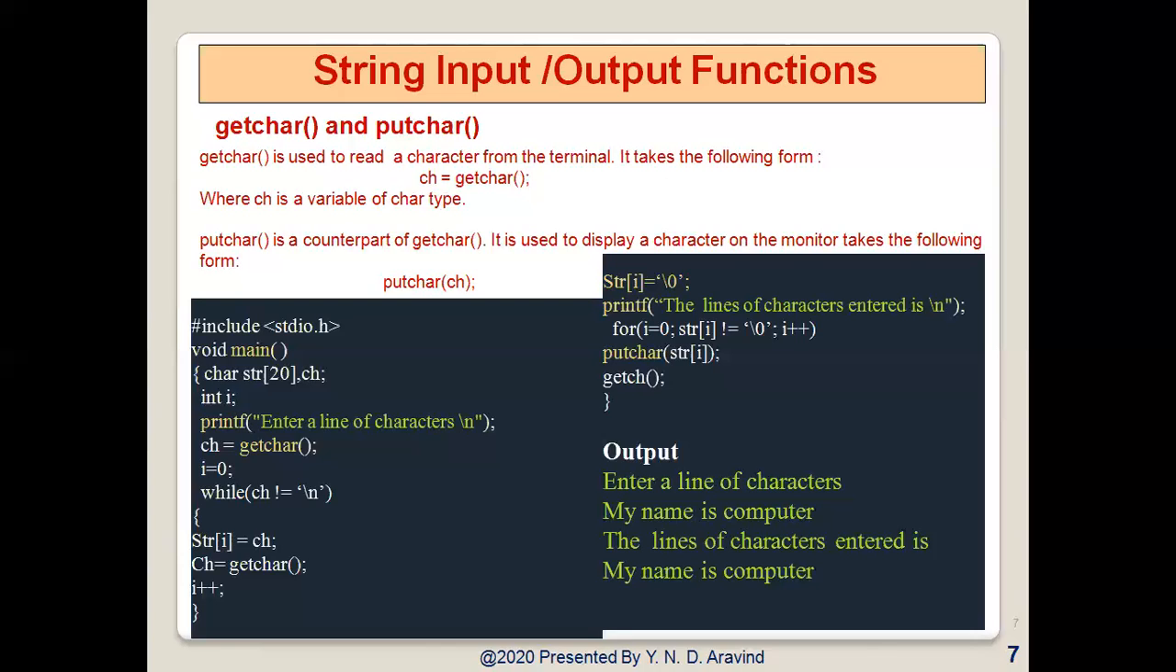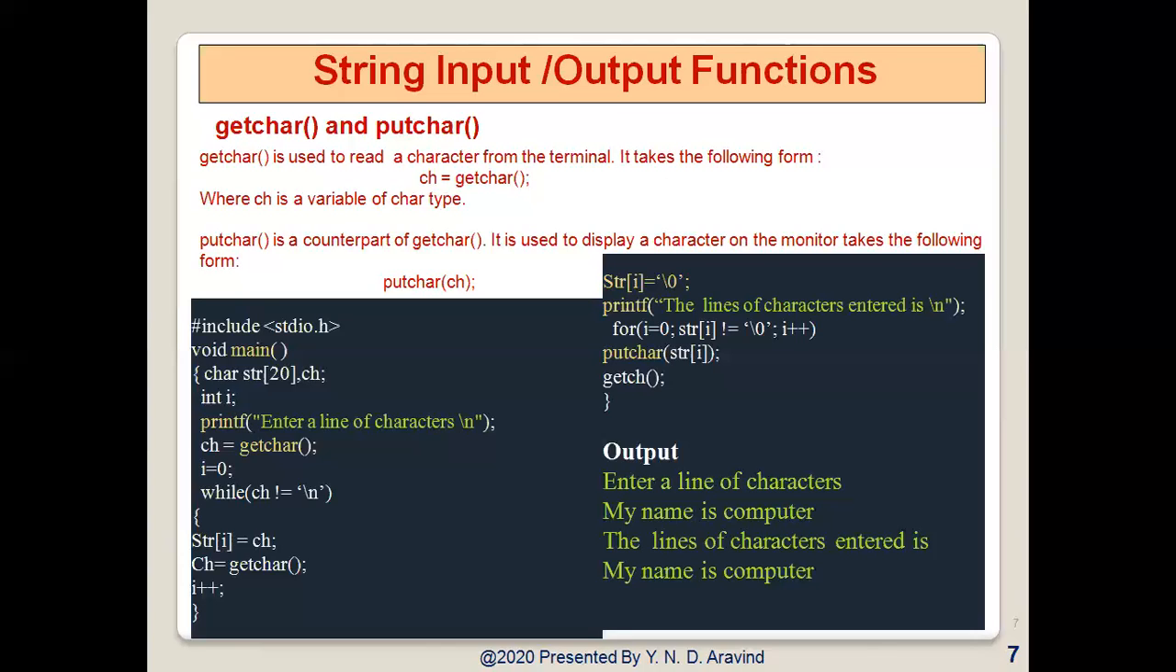It takes the following form: ch = getchar(); Here ch is a variable of character type, so it can hold only one character. As a result, a character typed at the terminal is assigned to the variable ch. This can be used repeatedly to accept a line of characters. If you apply ch = getchar() in a for loop or a while loop with certain conditions, we can read as many characters as needed until that loop condition is satisfied.